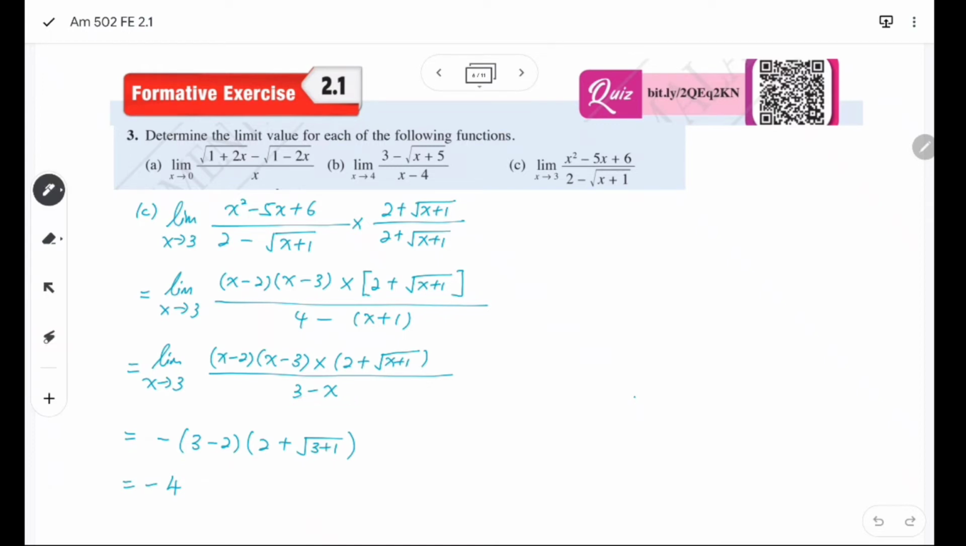So we see this is the common factor and differ by negative 1, right? So now we have only x minus 2 times negative 1 times the 2 plus square root of x plus 1. Try to substitute the x by 3. So we get negative 3 minus 2 times 2 plus square root of 3 plus 1, which is negative 1 times 2 plus 2, which is 4. So we get negative 4.